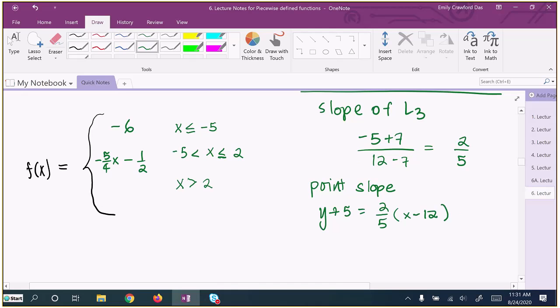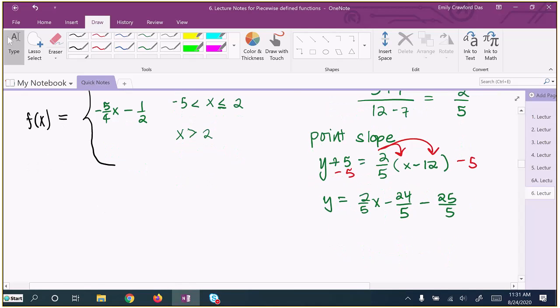But I need y by itself. So I have to subtract 5 from both sides. And while I do that, I'm also going to distribute this guy. So that's going to give me y equals 2/5 x minus 24 over 5. And so let's get a common denominator here. And instead of subtracting 5, let's subtract 25 over 5. So that gives me y equals 2/5 x minus 49 over 5.